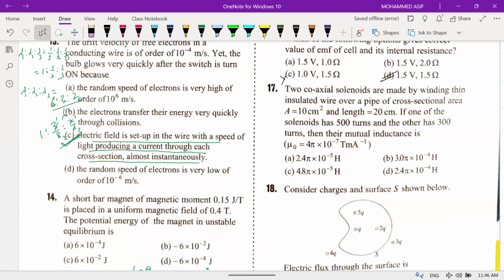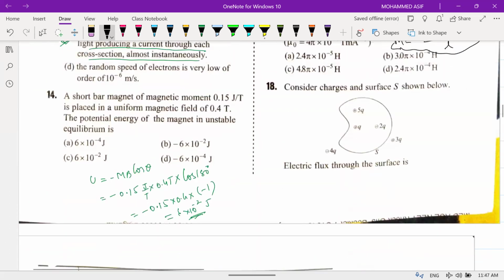Two coaxial solenoids are made by winding thin insulating wires over a pipe of cross-sectional area A equal to 10 centimeter square, length 20 centimeter. If one of the solenoids has 500 turns, another has 300 turns, then their mutual inductance is how much? This is a direct formula-based question when number of turns are given. Mutual inductance will be equal to, I'm writing the formula, you do the calculation: mu naught into N1 into N2 into area divided by length L. So this is the formula when the numbers of turns are given.